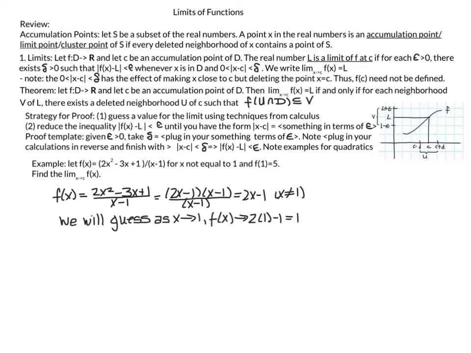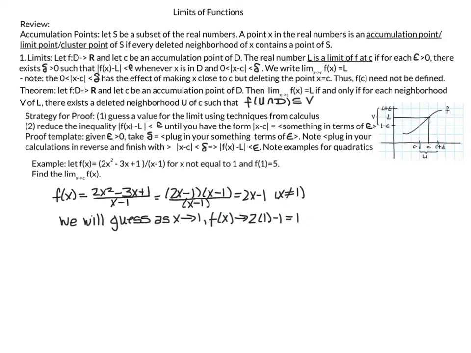As x approaches c, in this case, c is equal to 1. So as x approaches 1, we have f of x is equal to 2 times 1 minus 1, which is equal to 1. So this will be my guess for my limit. And I note that f of 1 is equal to 5. But remember, we really don't care what happens at f of c. It doesn't need to be defined. It doesn't even need to be 1.